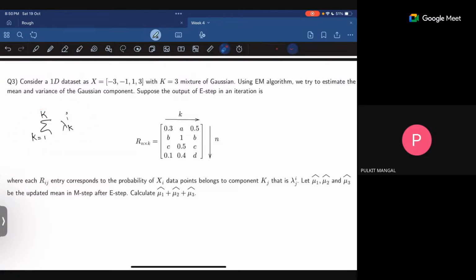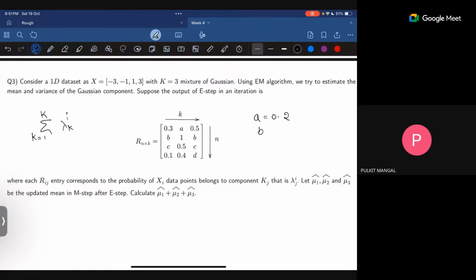The way to remember this: if you fix any data point, the probability that this data point belongs to component 1 plus component 2 plus component 3, if you sum up these probabilities, will come up to 1. So let's say this is the first data point, that is -3. The probability that it belongs to component 1 is 0.3. For component 2 it is a, and for component 3 it is 0.5. If you sum these up, you should get 1. So first you find the value in the matrix, and a would be 0.2.